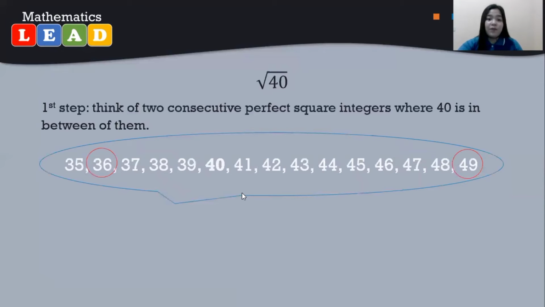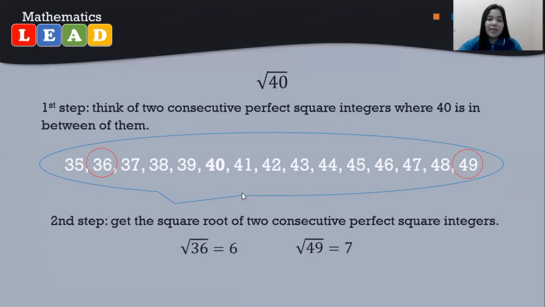The square root of 40. We just need to do the same as previous. Do the first step, and the two consecutive perfect square integers where 40 is in between are 36 and 49. And for the second step, we need to take the square root of these two. The square root of 36 is 6, and the square root of 49 is 7. Therefore, the square root of 40 is in between 6 and 7. Before I give you the next activity, let's try it for the last time.